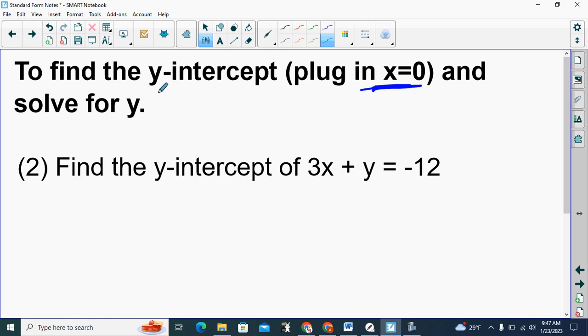So example 2 asks us to find the y-intercept. We're going to have 3 times, remember we're putting 0 in for the x, 3 times 0 is 0. So this whole x part goes away. I just get positive y equals negative 12. Notice there's not anything I need to do. I've already solved for y. Y equals negative 12 is our y-intercept. Y-intercept, plug in 0 for x. X-intercept, plug in 0 for y.